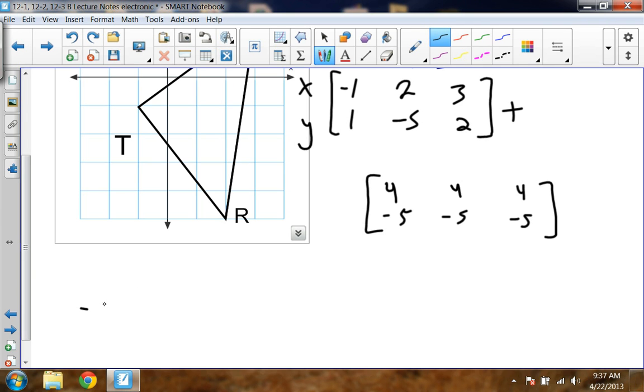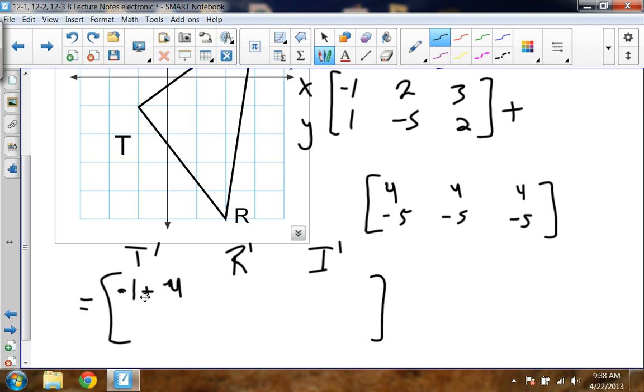Part 3. When I add them together, I'm going to add this entry, -1, with this entry right here, 4. So -1 plus 4, right there. And this will be my transformed thing, right? Here's T prime, here's R prime, and here's I prime. These will be my new triangle and their coordinate points.